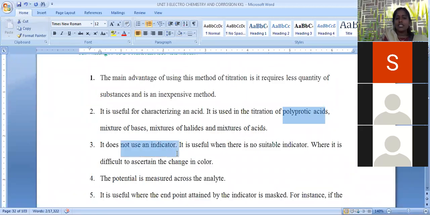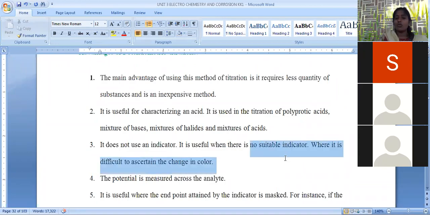It does not use an indicator. If you are using an indicator, somebody will see the color change at a very initial state, somebody will take a very dark color as the end point. That's why it is not accurate in the normal titration method. But in the case of potentiometric titration, we are taking the endpoint value from the graph. That's why there is no chance of error. So suitable indicator selection is not required.